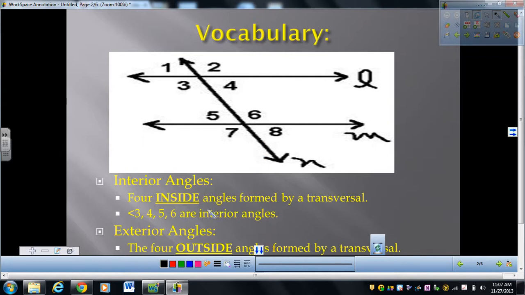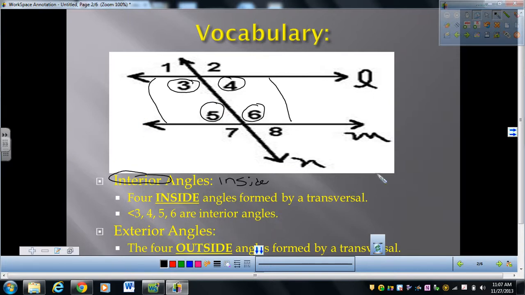So first let's talk about the interior angles. Remember we said that interior, this word right here, means inside. So it has to be inside these two parallel lines. So you've got 3 here, 4, 5, and 6. All of those angles there are interior angles because they are inside. They're in between these two parallel lines. See, if you draw the two lines connecting, they're inside the house.